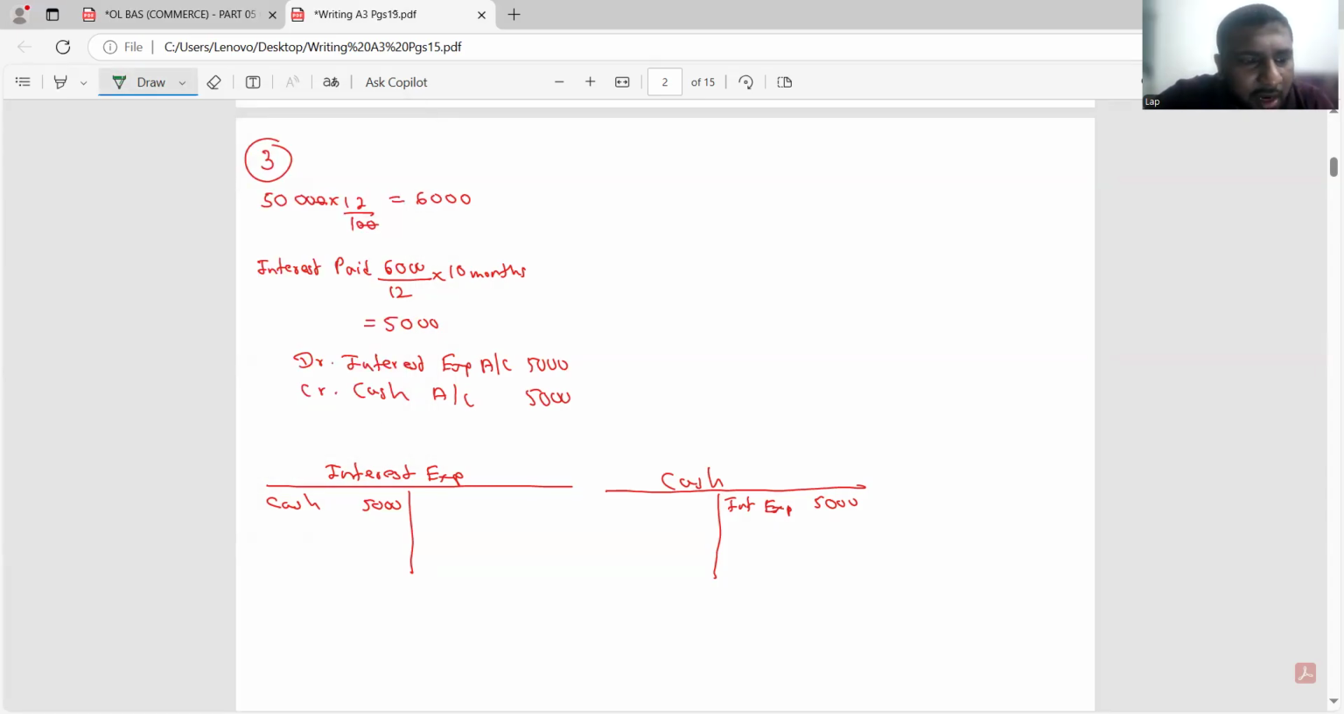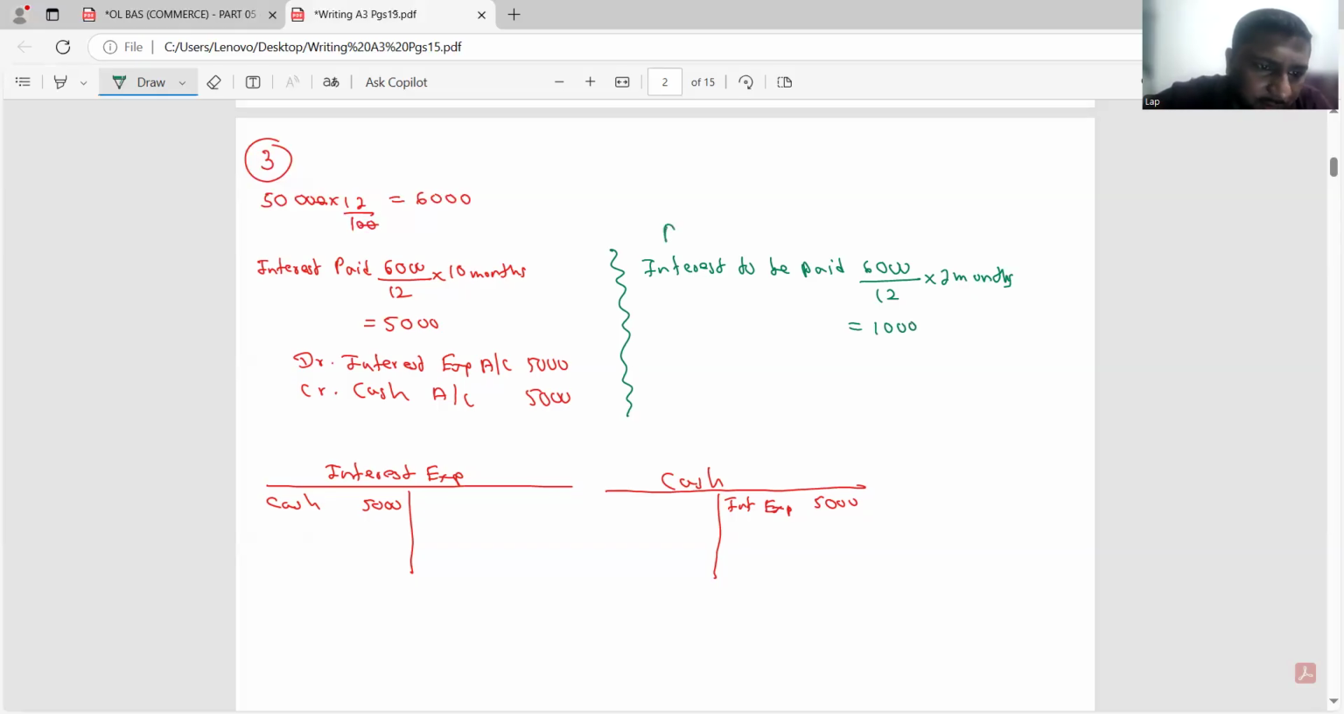Expense means not only the amount paid. Expense means amount relevant for the period. Paid, to be paid, everything. So interest to be paid: 6,000 divided by 12 will give you the interest expense for a month. 2 months not yet paid. That means 1,000 rupees not yet paid.